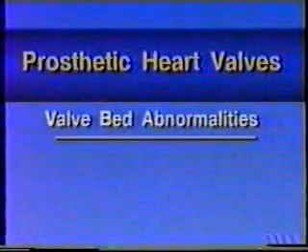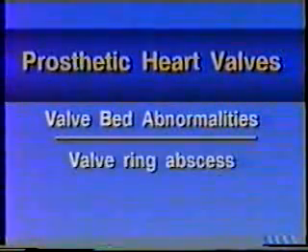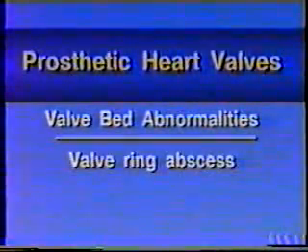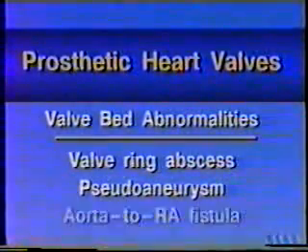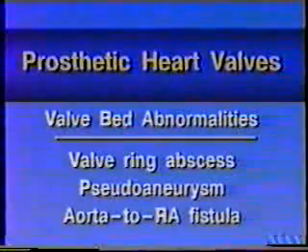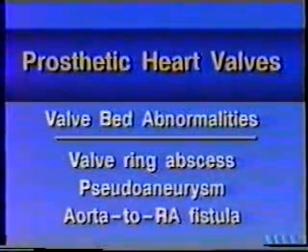In addition to delineating abnormalities of prosthetic valves, echocardiography can also be used to diagnose abnormalities of the valve bed to which the prosthesis is attached. These abnormalities include valve ring abscess, pseudoaneurysm, and aorto to right atrial fistula. We will now illustrate each of these.